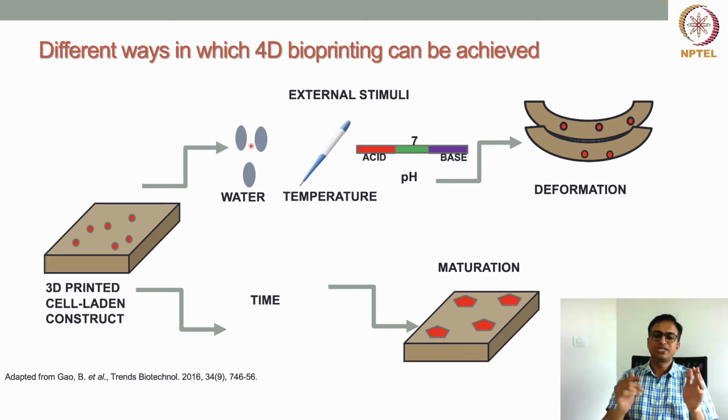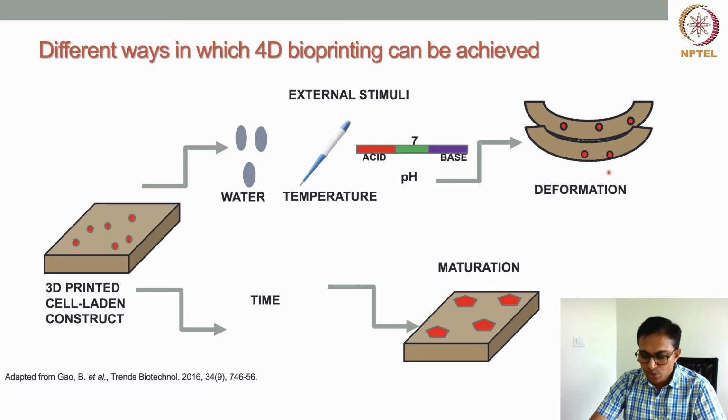So if there is differential swelling, there will be bending. This layer swells less, this layer swells more, so this layer will expand more and this layer will expand less. There will be differential expansion, and due to this there will be a bending, because the two layers are bonded together. That can happen due to swelling upon introducing water, so water can be used as a stimulus in this case.